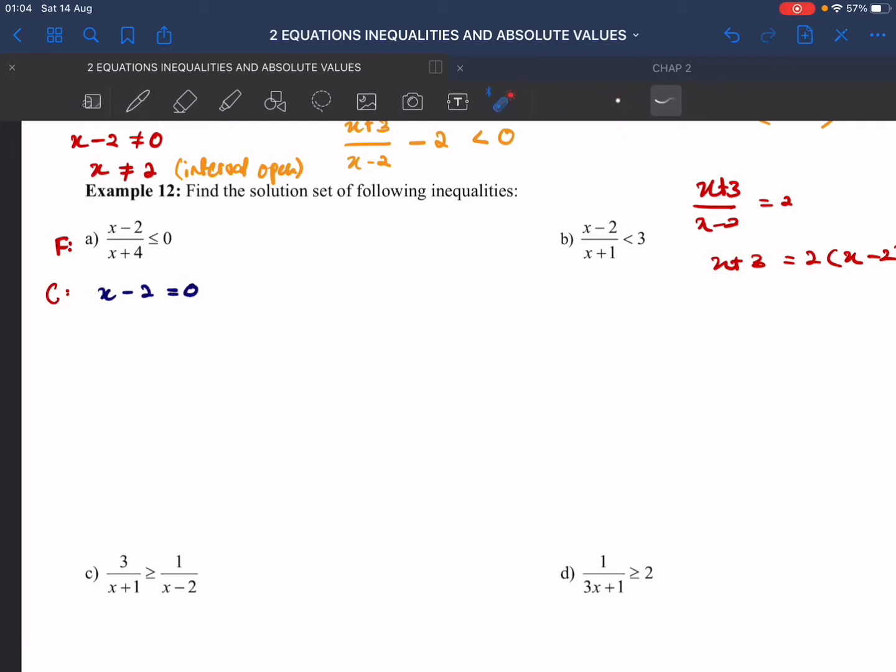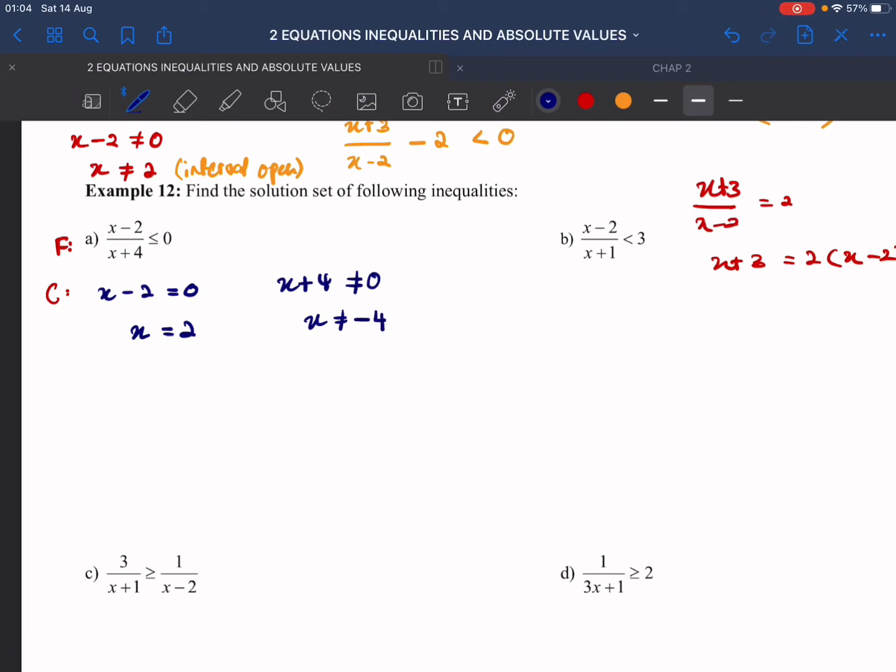Kenapa equal? Sebab inequalities ni ada equal. Okay, ada equal dekat sini. So we will have x equals to 2. And then the next one is x plus 4. Ingat apa yang kita cakap mula-mula tadi? Denominator tak boleh equals to 0. So x plus 4 is not equals to 0. X is not equals to negative 4.